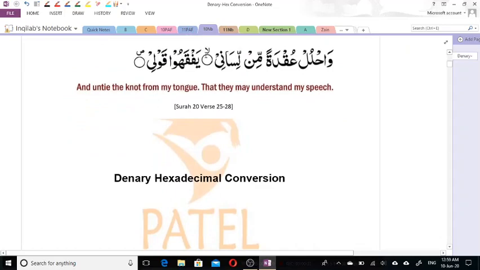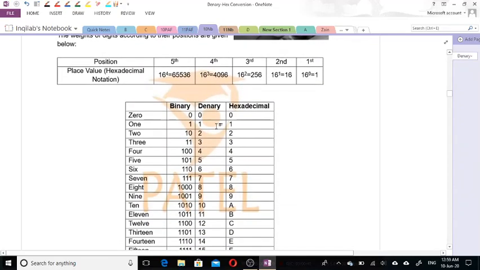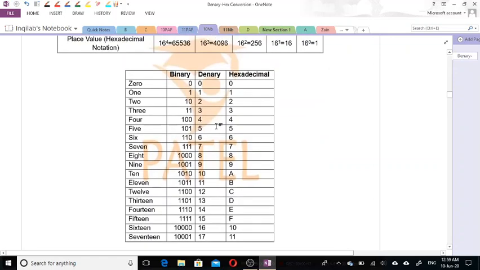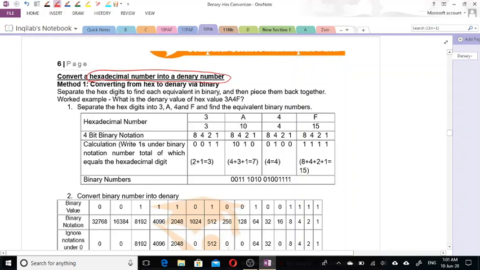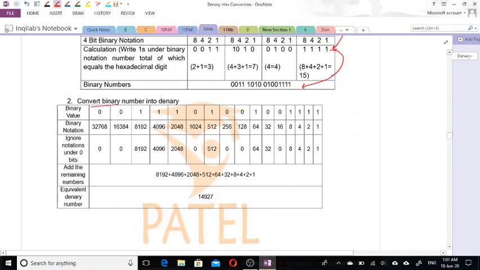Today our topic is denary hexadecimal conversion. We know that in hexadecimal numbers we have 16 digits: 0 to 9 and A to F. Firstly, we will study how to convert a hexadecimal number into denary. We first convert these hexadecimal numbers into binary, and then we convert these binary numbers into denary.